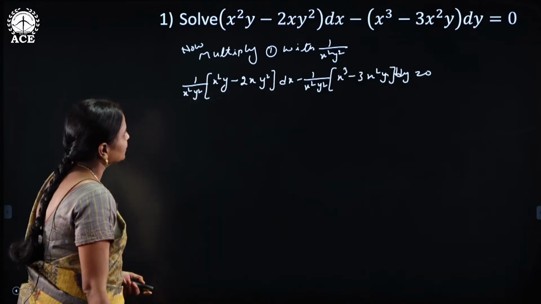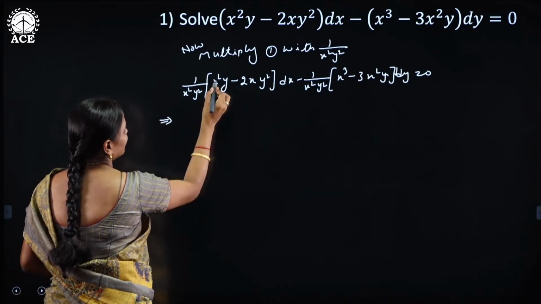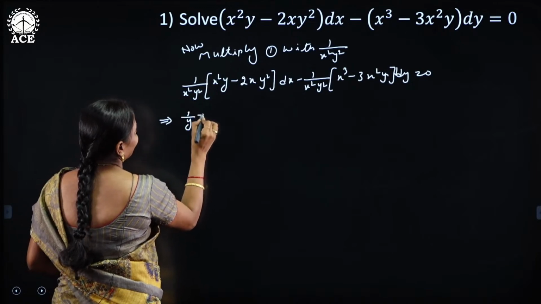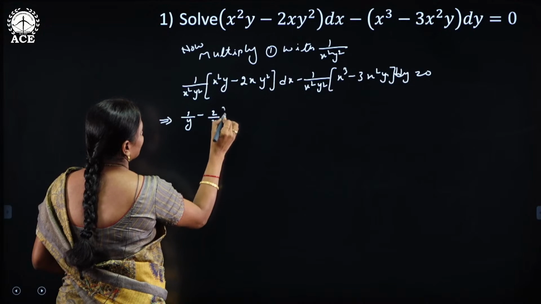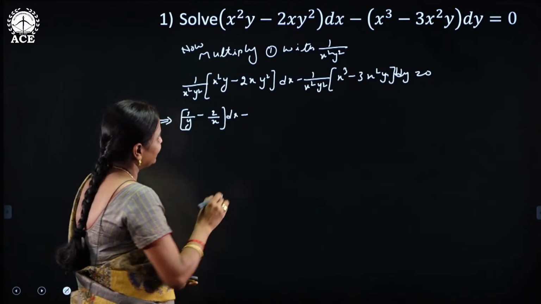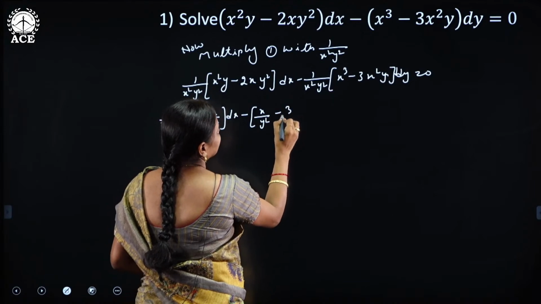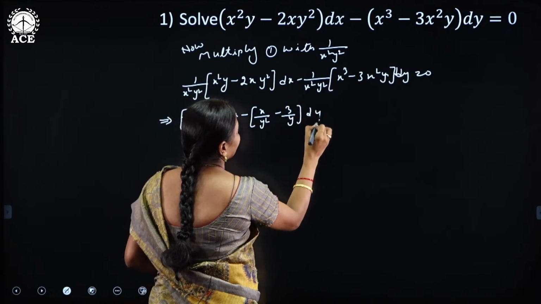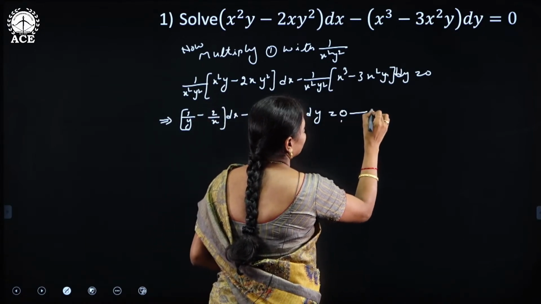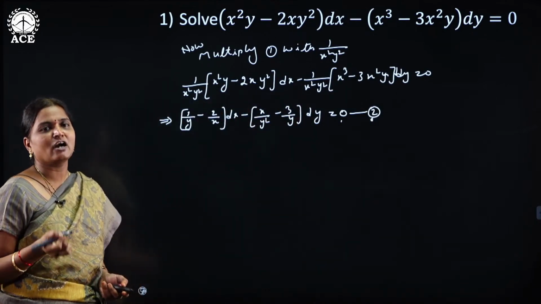Before writing the general solution, first divide term by term. So how do we write this differential equation? If we simplify, x square gets cancelled. The first term is (1 by y minus 2 by x) dx minus, again dividing term by term, (x by y square minus 3 by y) dy is equal to 0.